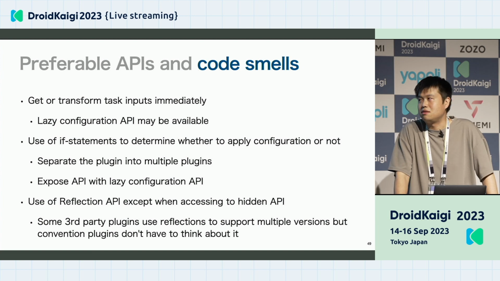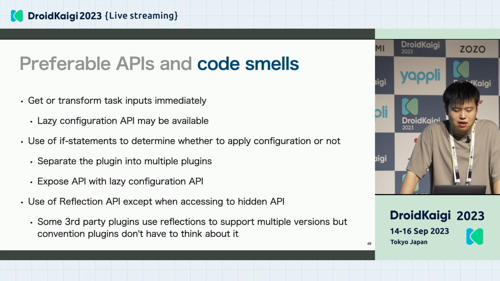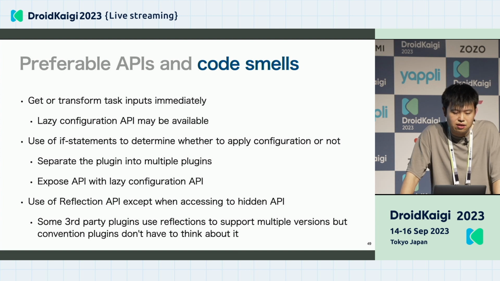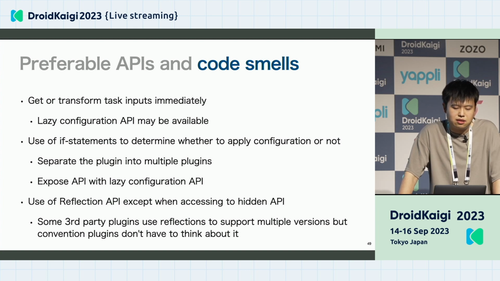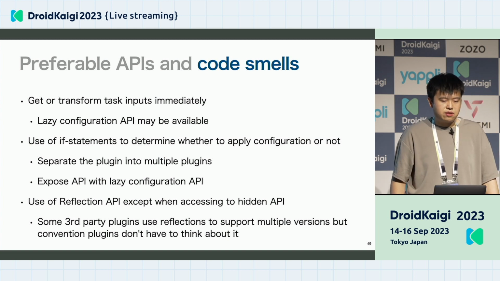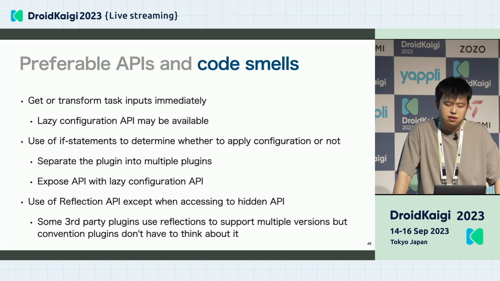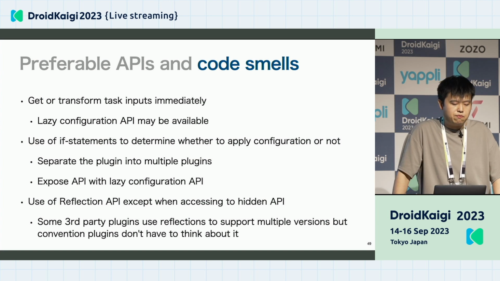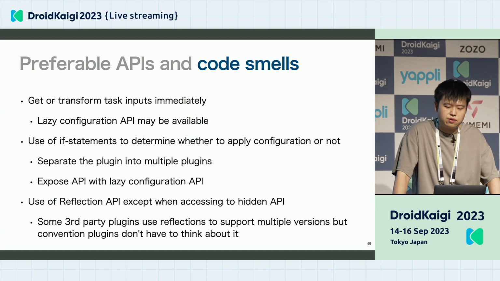So let's go to the summaries section. If you see code which gets or transforms values that are inputs of the task immediately, then Gradle may provide a lazy API, so please use such Gradle lazy APIs if possible. And if statements are basically okay, of course, but if you use them to determine whether or not to apply configuration, then it may not be good. It would be better to separate the plugin into multiple plugins or to consider exposing interfaces with lazy configuration APIs.